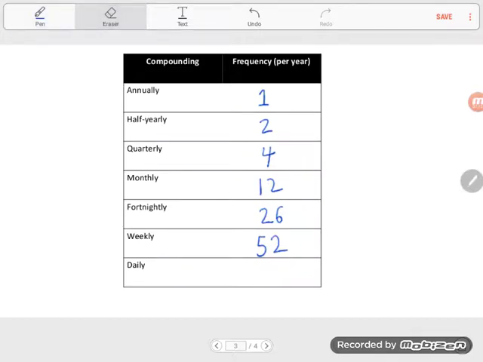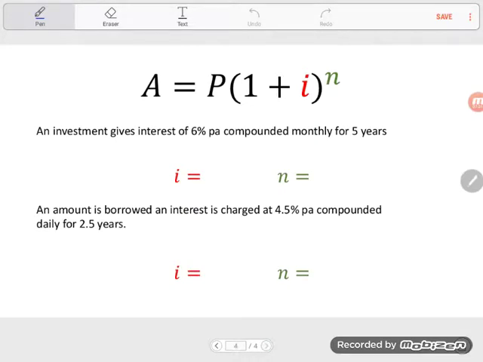And finally, daily is 365 times per year. So we need to remember these when we adjust our I value, our interest rate per period, and our N value, the number of periods. So let me show you how that works.